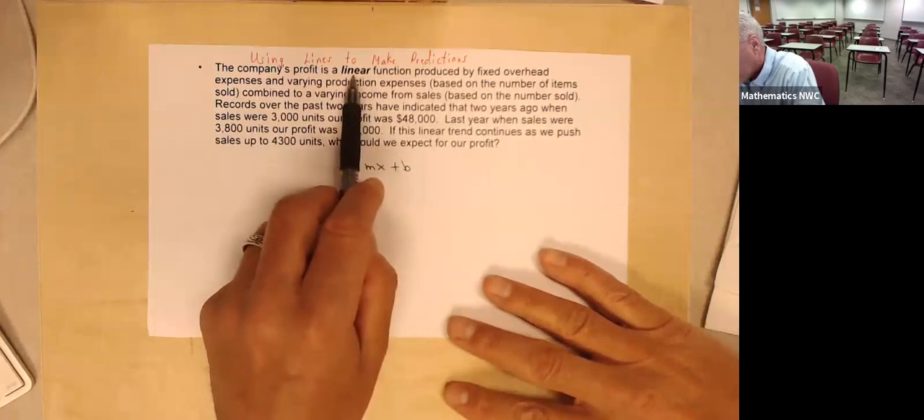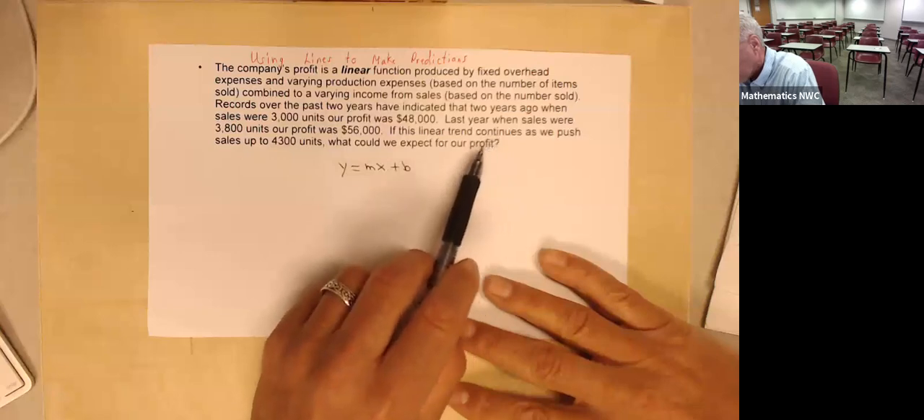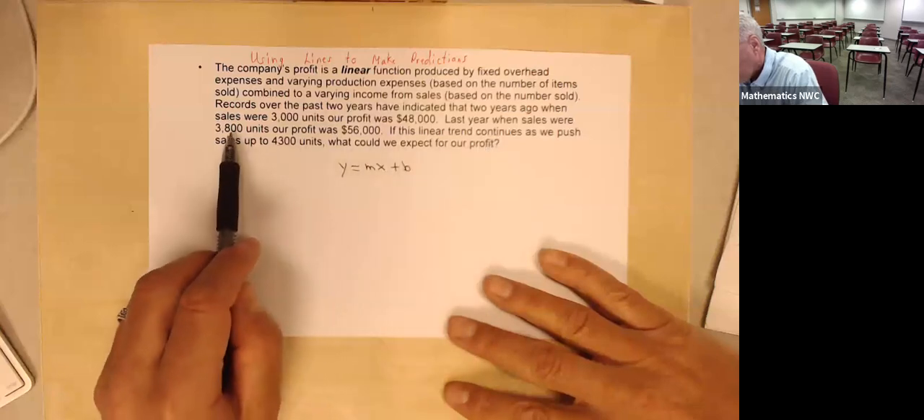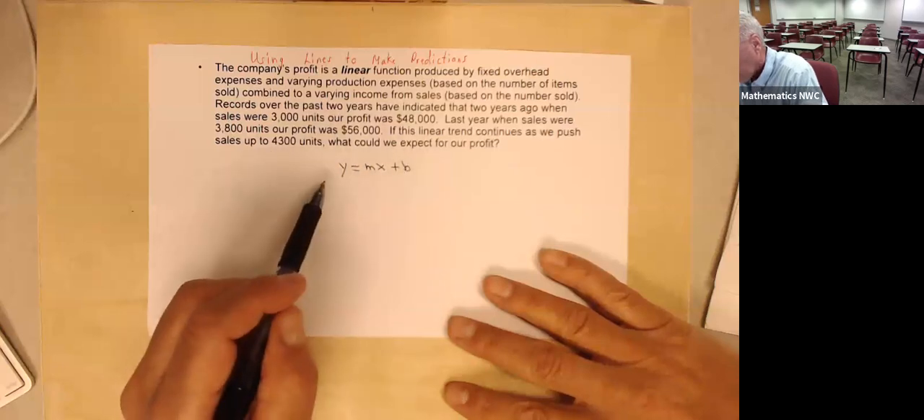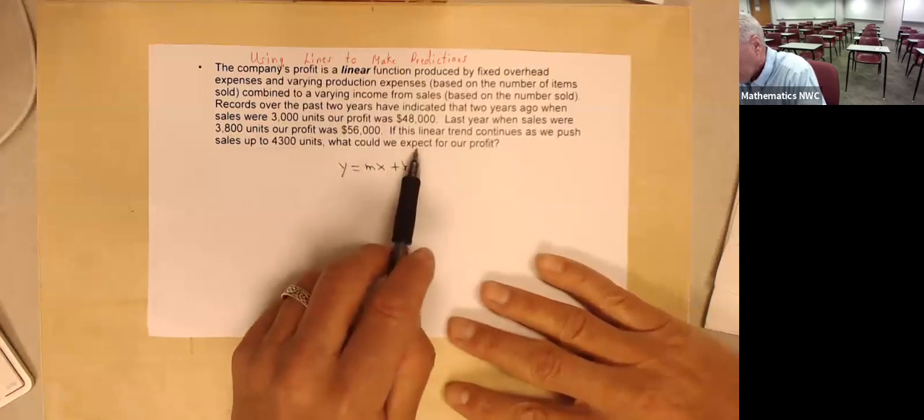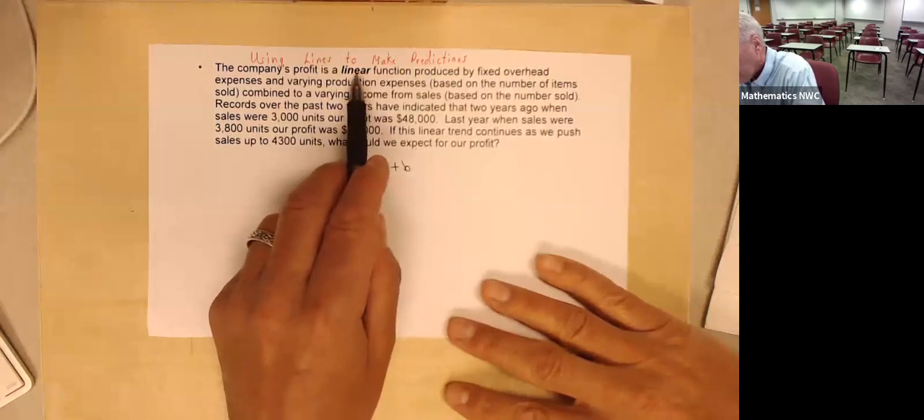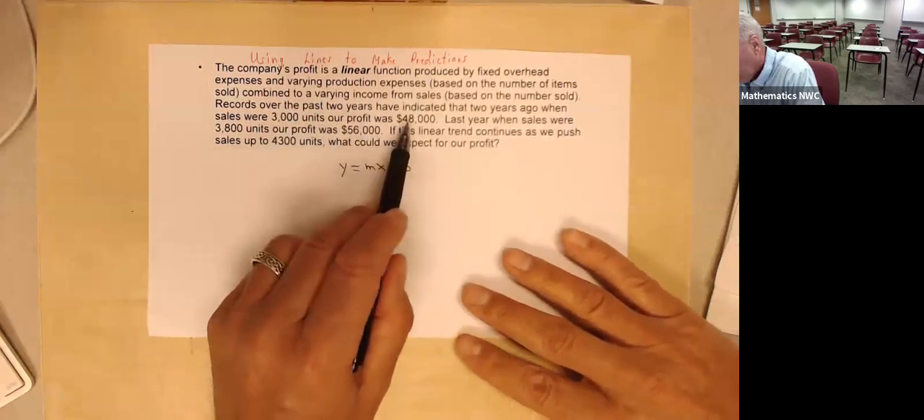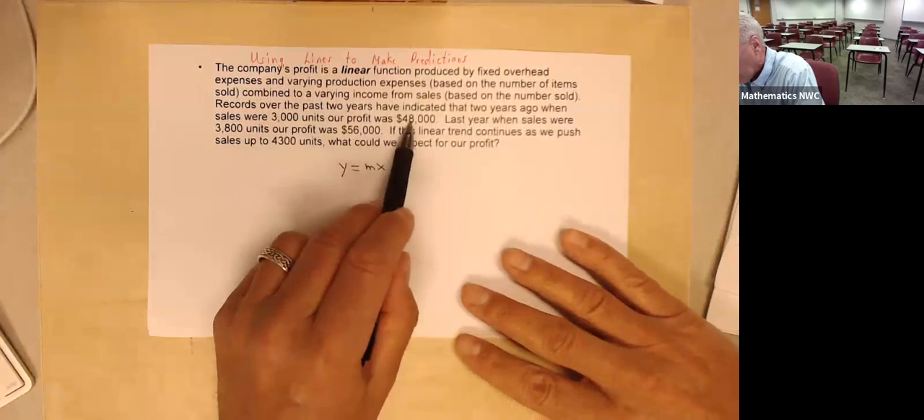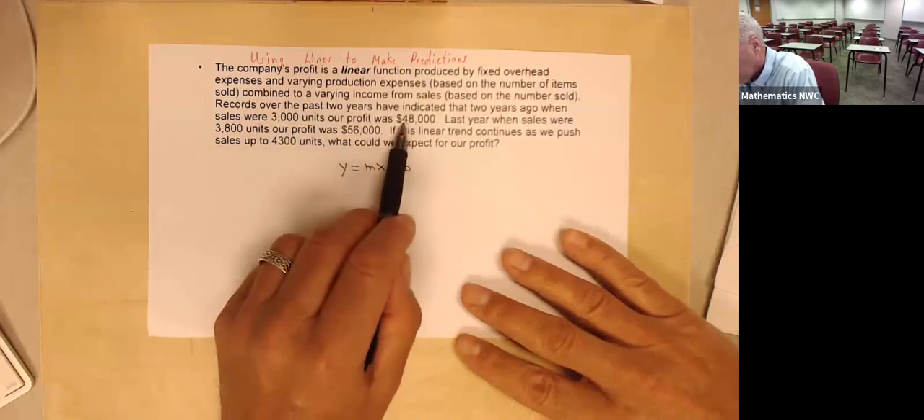We're told that it's linear. If this linear trend continues, as we push sales up, so if I can make it up to 4,300, what can I expect from my profit? Well, to get that expectation, I need to know what the linear function is. These really are two values that are related to each other. It's the sales related to the profit.